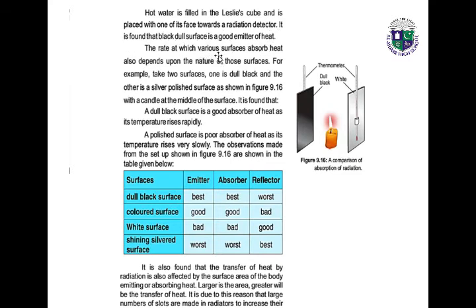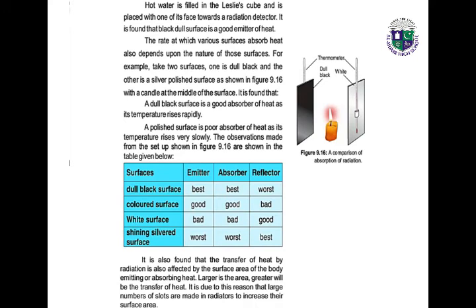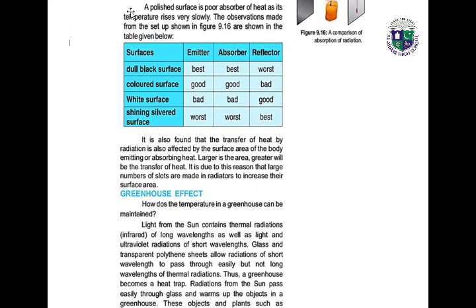The rate at which various surfaces absorb heat also depends upon the nature of those surfaces. For example, take two surfaces, one is dull black and the other is a silver polished surface, with a candle in the middle of the surface. It is found that a dull black surface is a good absorber of heat as its temperature rises rapidly. A polished surface is a poor absorber of heat as its temperature rises very slowly. So this table shows the different surfaces, their emitter, absorber and reflector. It is also found that the transfer of heat by radiation is also affected by the surface area of the body emitting or absorbing heat. Larger is the area, greater will be the transfer of heat.